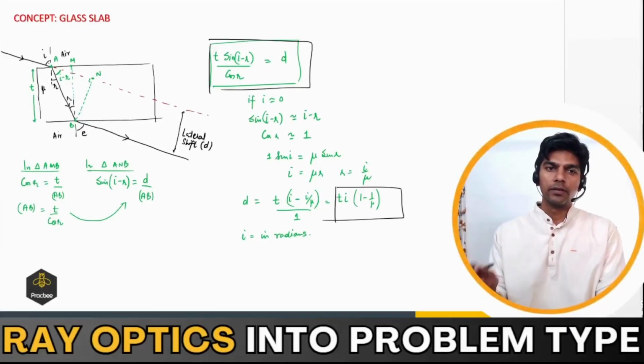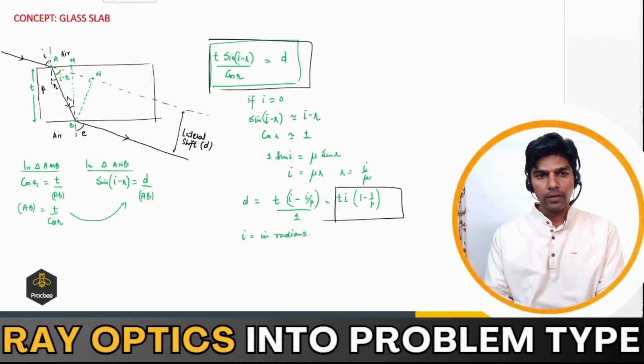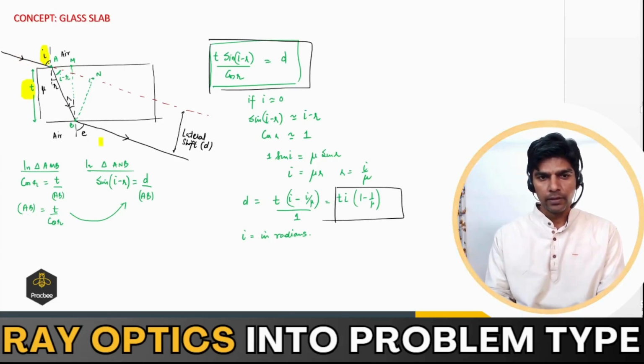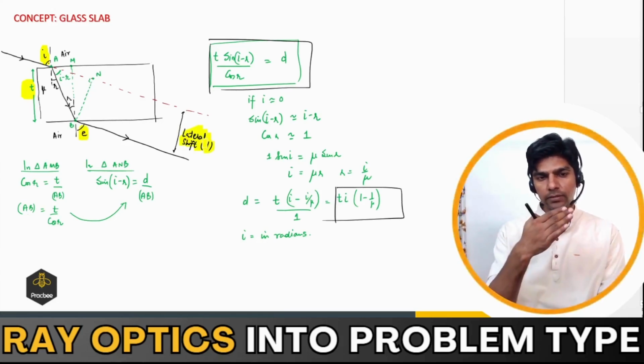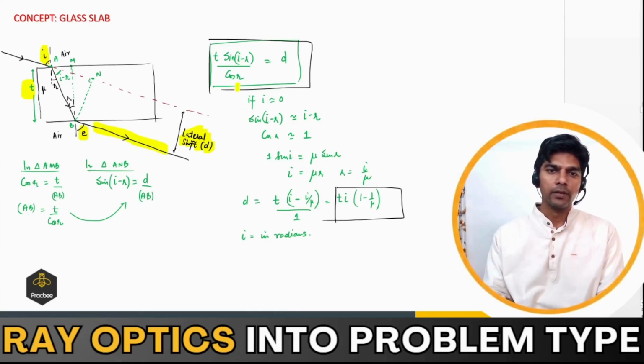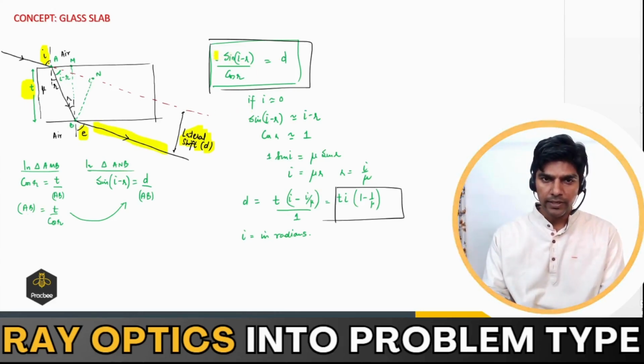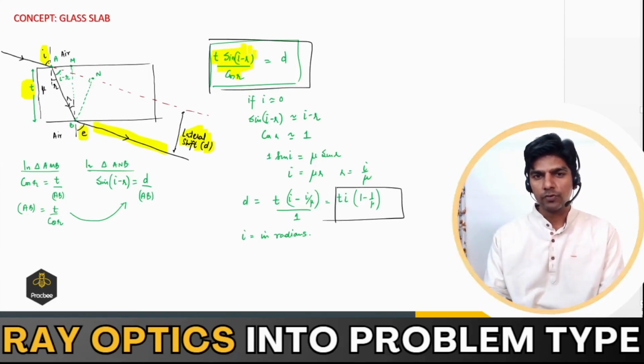Right? Now the next problem type is based on glass slab. And this is the glass slab of thickness t, and the angle of incidence is i. And in case of a glass slab, the incident ray and the emergent ray will be parallel to each other. So angle of incidence will be equal to angle of emergence. And the lateral shift is the perpendicular distance between the incident ray and the emergent ray. So that is the emergent ray, right? And the lateral shift is given by t times sine of i minus r upon cos r, where i is the angle of incidence, r is the angle of refraction, t is the thickness, right? So this formula you should remember.